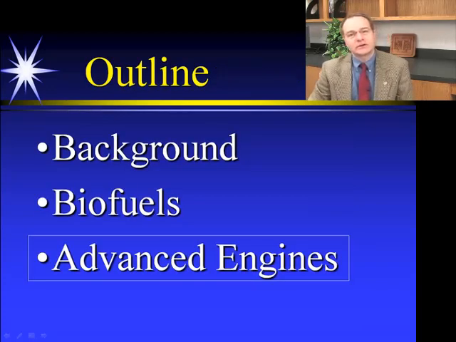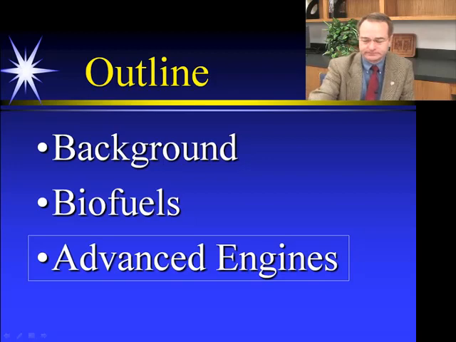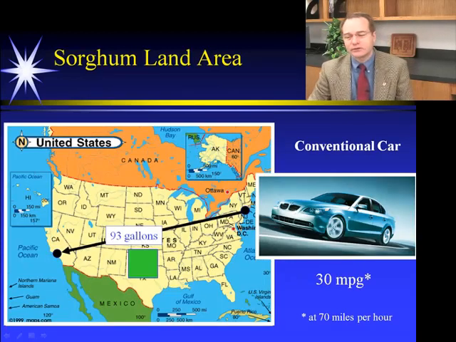Next, what I'd like to do is talk about my engine research. And I'm going to start my story with a conventional automobile that gets about 30 miles per gallon on the highway. In this image, what I'd like you to imagine is going from New York to Los Angeles, and it takes about 93 gallons of gasoline to make that trip. The green block is the mound of land area that would have to be planted in sorghum to supply 100% of U.S. gasoline needs. It's a fair amount of area, and it would be nice if we could reduce that.